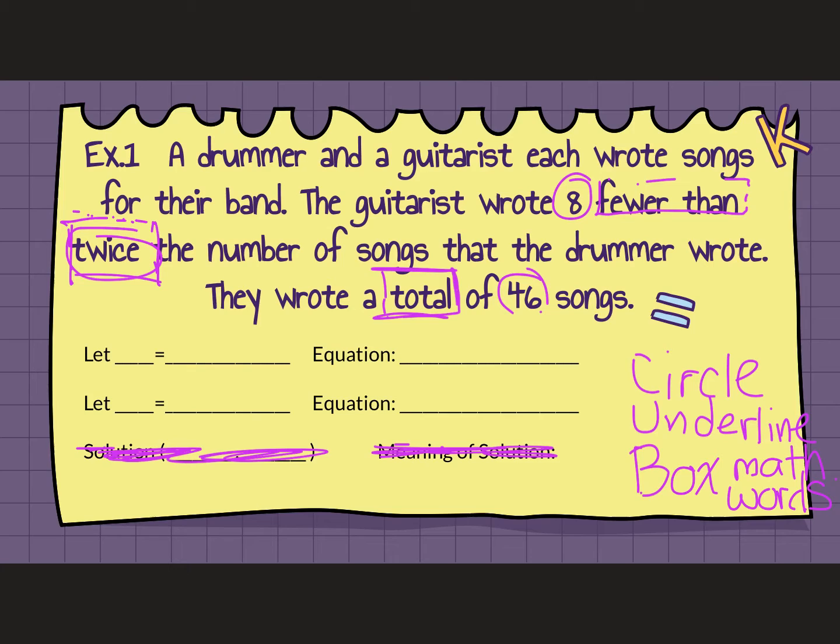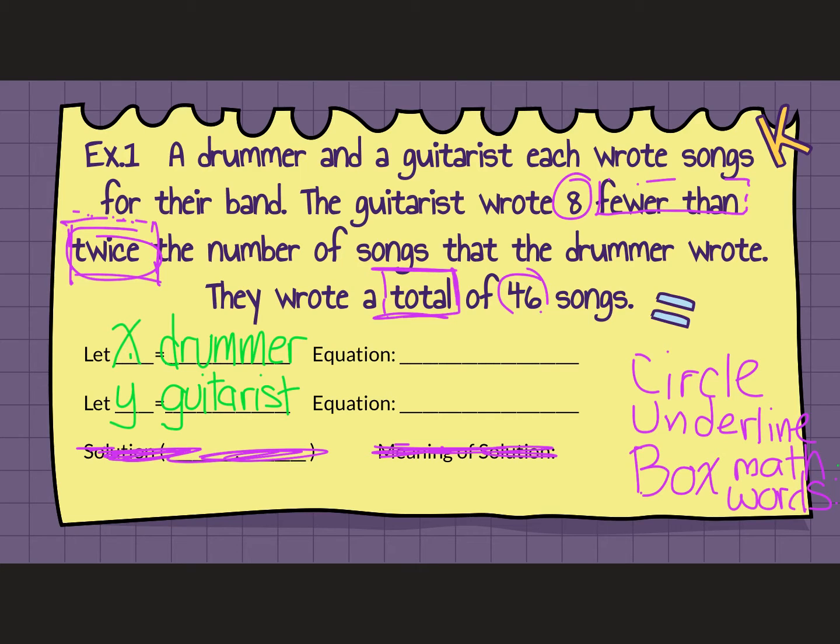So a drummer and a guitarist, they're writing songs. It sounds like we're going to want to figure out how many songs the drummer wrote and how many the guitarist wrote. And we need to decide what we're going to use X and Y to represent. I'm going to go ahead and label the drummer X and the guitarist Y.